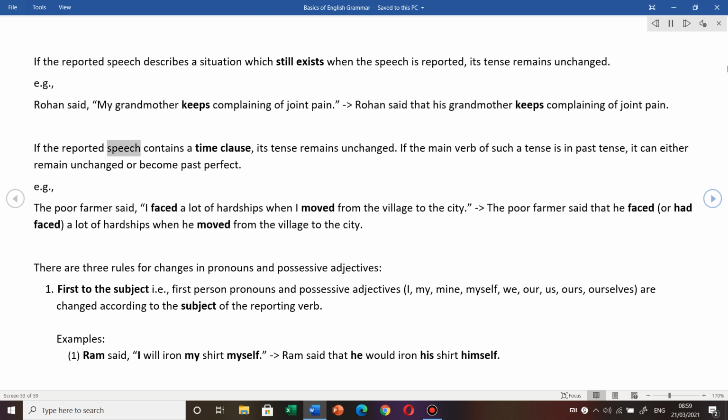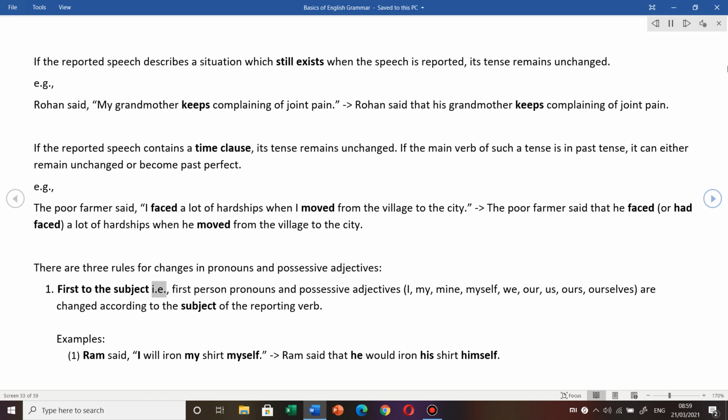If the reported speech contains a time clause, its tense remains unchanged. If the main verb of such a tense is in past tense, it can either remain unchanged or become past perfect. E.g., the poor farmer said, "I faced a lot of hardships when I moved from the village to the city." The poor farmer said that he faced, or had faced, a lot of hardships when he moved from the village to the city. There are 3 rules for changes in pronouns and possessive adjectives.